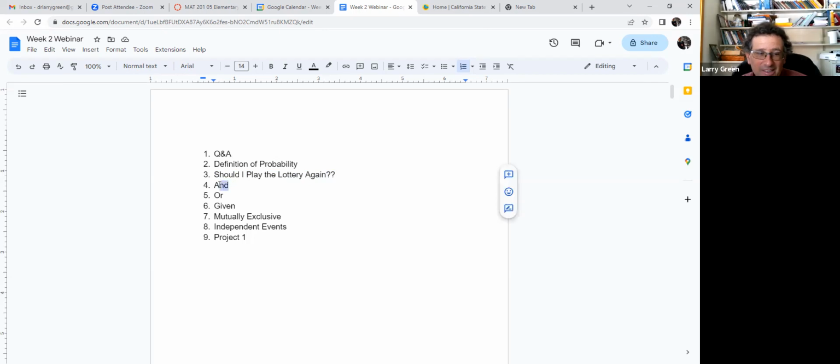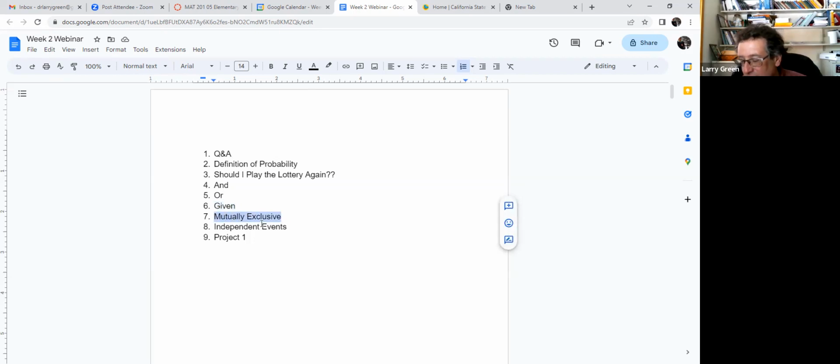I know these look really easy, the word and. It's an important word, and it's really important in probability. We'll talk about the probability of the event A and the event B occurring. Then we'll look at the word or, the probability of A or B occurring. Then we'll look at the word given, and that is the probability that A occurs given that you know B already occurred. Then we'll look at what's called mutually exclusive events.